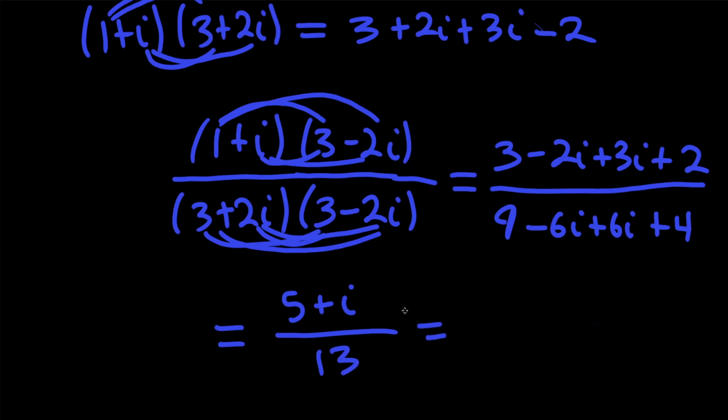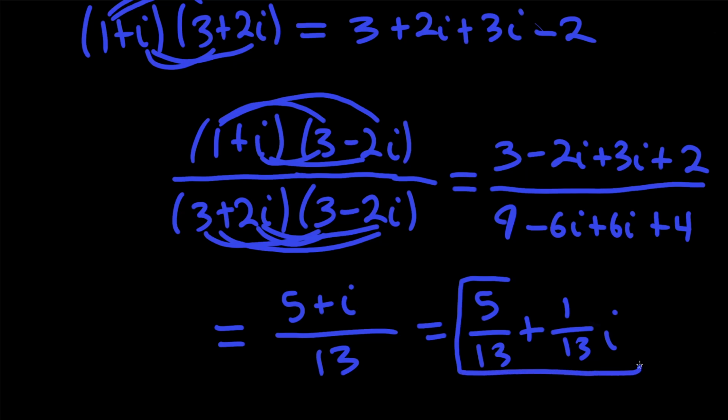Okay, let's expand the fraction out to get it into separated real and imaginary parts. So we can write this as 5/13 for the real part plus 1/13 I for the imaginary part. And there we go. That is the solution to this complex division problem. And that is how you perform complex arithmetic on complex numbers.